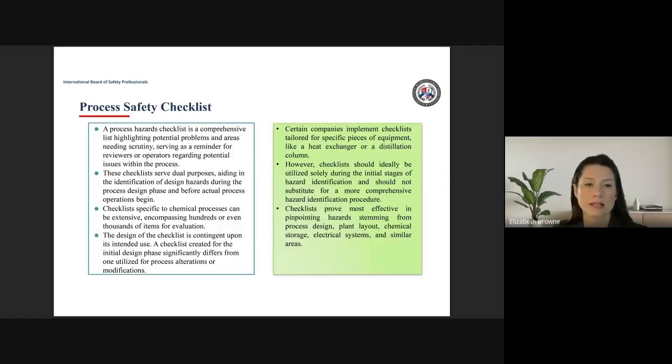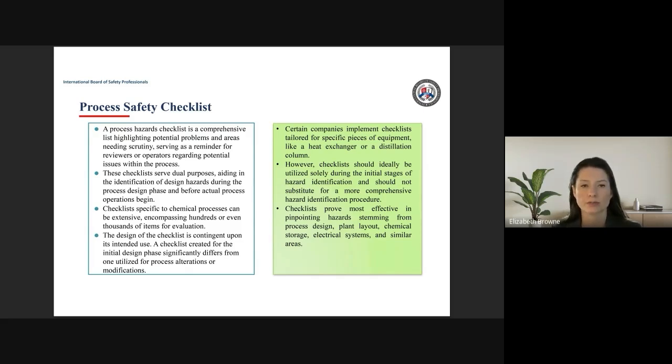All right, our process safety checklist. In general, I'm not a big fan of checklists for employees to use because they sometimes can get in the habit of just checking boxes and not really actually doing, say, a pre-operation safety check on a forklift or a crane. But I do like the idea of checklists for our process safety in performing these hazard evaluations. The checklist provides a comprehensive list of potential problems and areas that would need to be scrutinized to determine what the hazards and the potential consequences are. And this just allows reviewers and operators to ensure that they've addressed all potential issues.